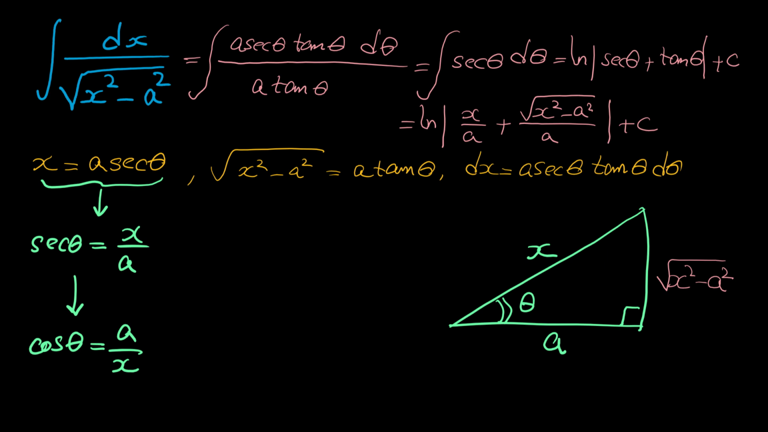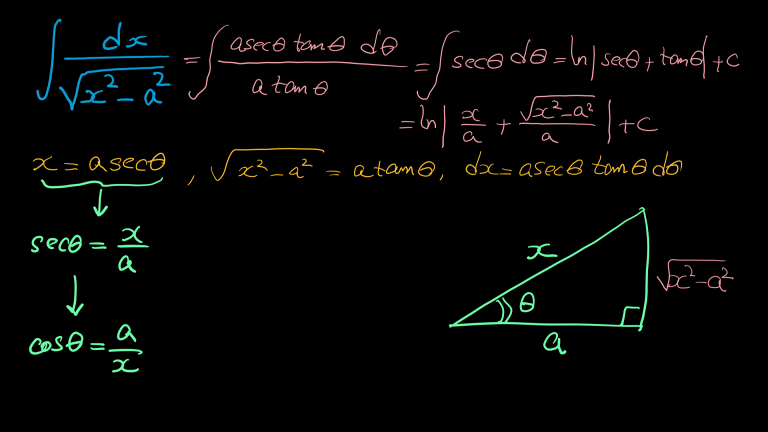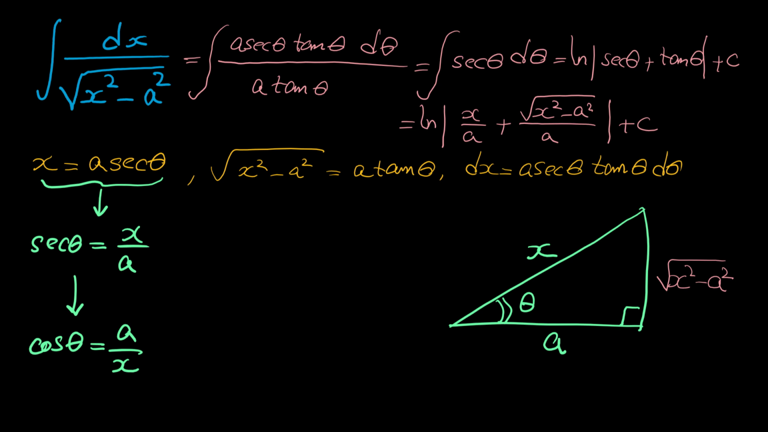But if you pay attention, we can simplify this answer. It's not really necessary, but you can simplify this. In some textbooks you can find a formula for this integral. You would see that the formula is similar to this, but not exactly like this. I want to convert this to the standard formula for the integral of dx over radical x squared minus a squared.